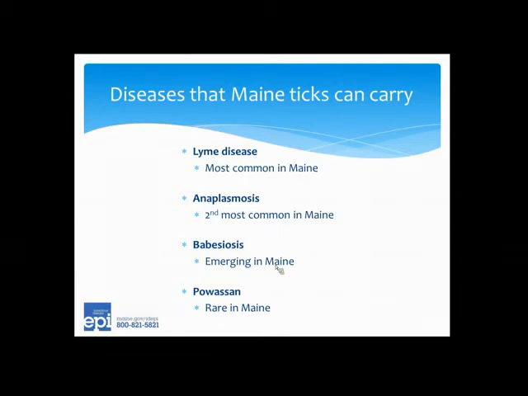Babesiosis is an emerging disease in Maine. We're seeing steadily increasing numbers here in Maine, and babesiosis can be fairly serious and put people into the hospital, so it's something that we want people to be aware of. And finally, Powassan. Powassan is a very rare disease. It's actually the only known tick-borne viral disease here in Maine. So instead of being a bacteria or a parasite like the other diseases are, it's actually a virus. It is rare in Maine, but we know that it is a risk here. And unfortunately for us, all 4 of these diseases can be carried by the same tick, which is the deer tick.